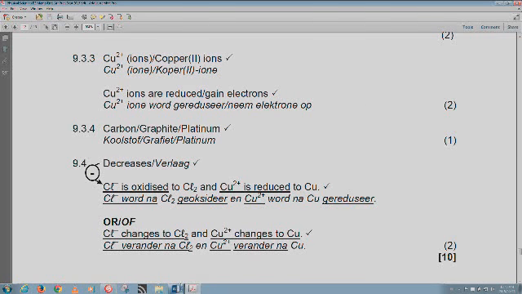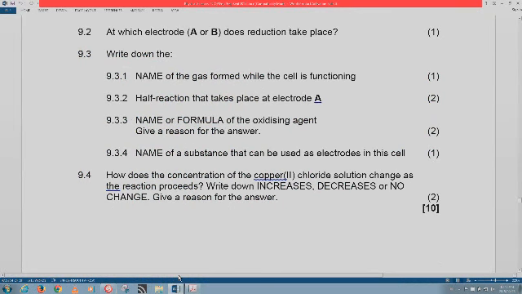And then 9.4, how does the concentration of the copper 2 chloride solution change when the reaction proceeds? Write down increases, decreases, or no change, and then give a reason for the answer.